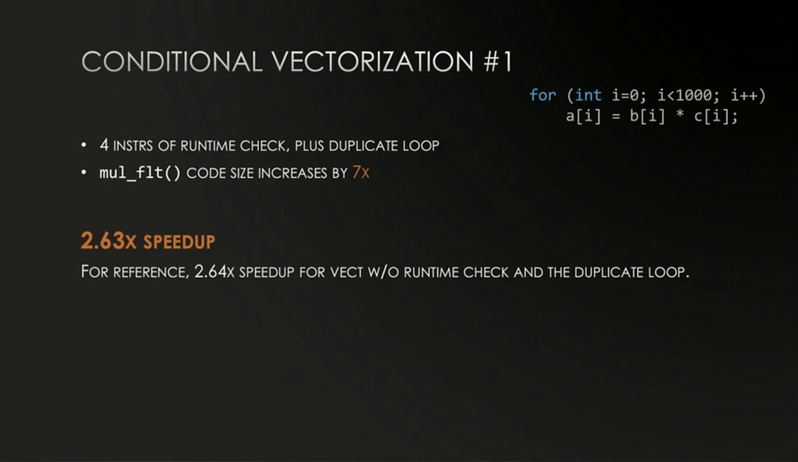So, I'm just going to say this again. If we vectorize this and don't insert the runtime checks and don't insert the duplicate loop body, we get almost the same speed up as if we actually have the runtime checks. The processor is so good at executing those 4 runtime checks every single time, before the loop body executes, that it makes basically no difference at all to the end performance. Kind of interesting.